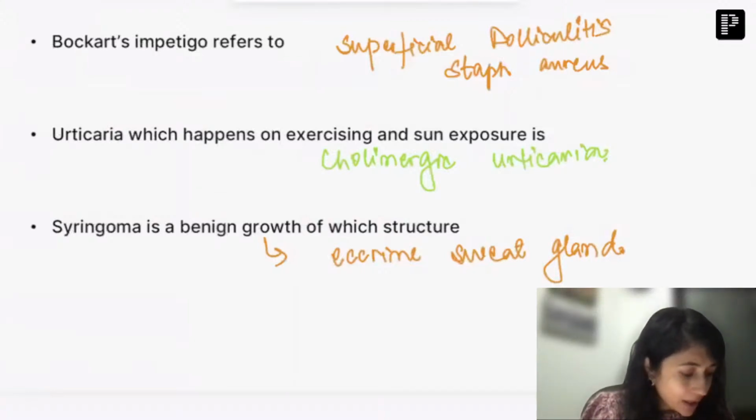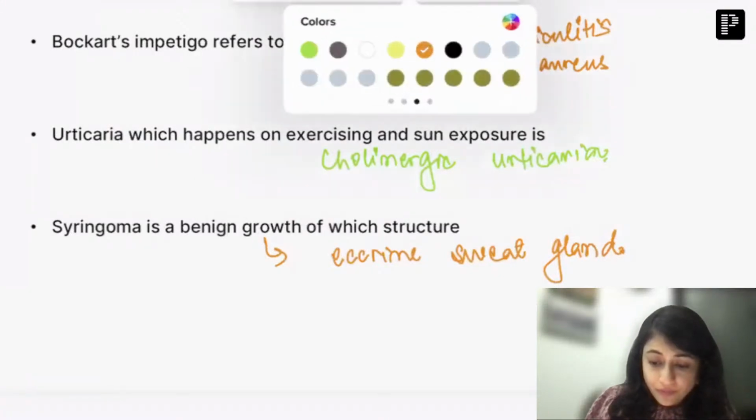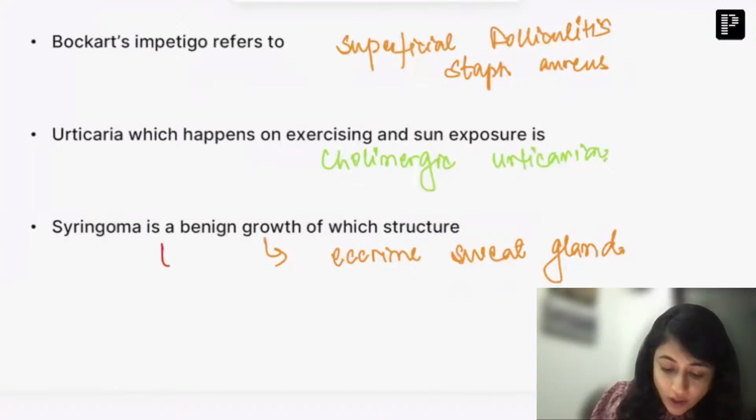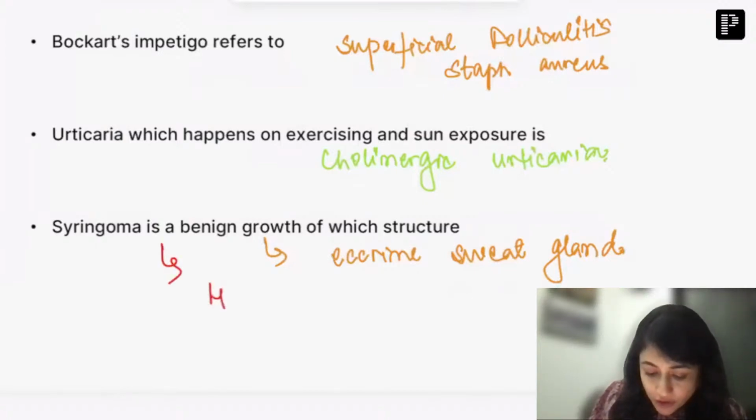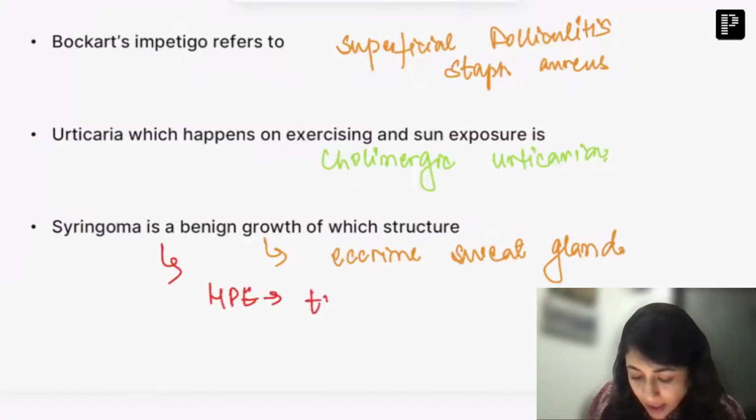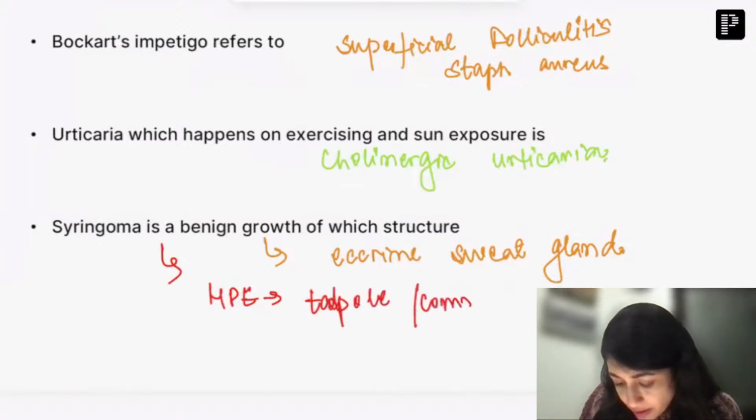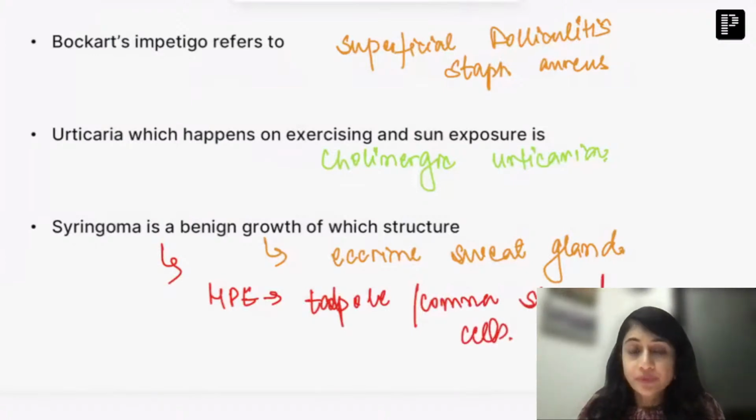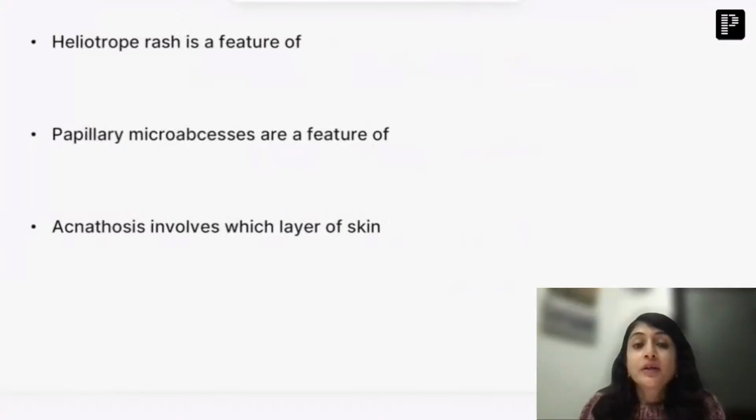Yes, you're all right. Eyelid margin, eccrine gland, this is all correct. Okay, I'll tell you. If you do a histopathology, you typically see tadpole or comma-shaped cells. Tadpole or comma-shaped cells. Okay? Right. Next question. Heliotrope rash is a feature of.